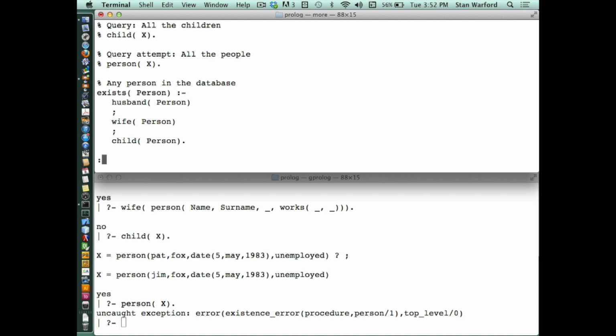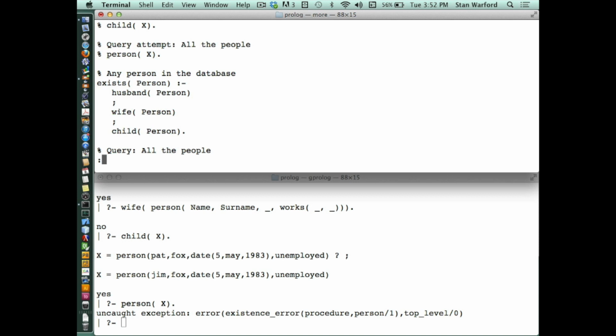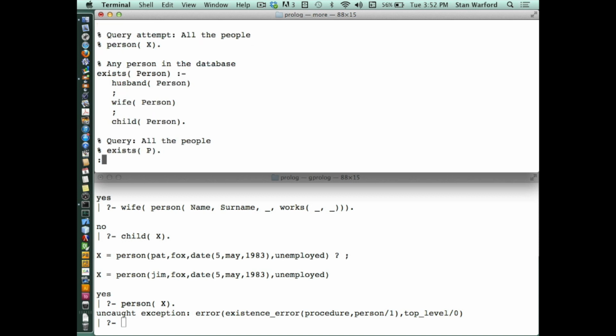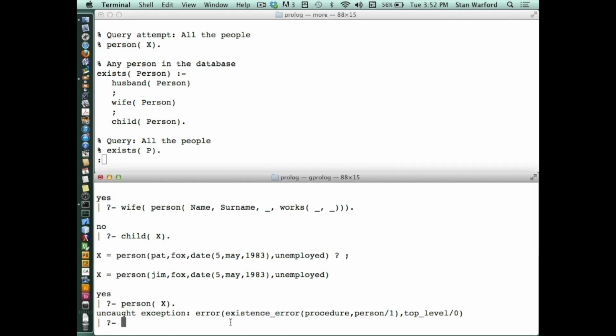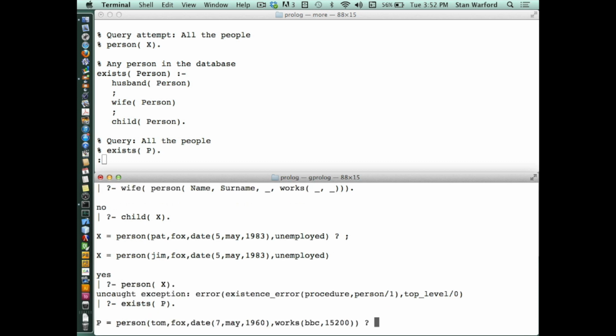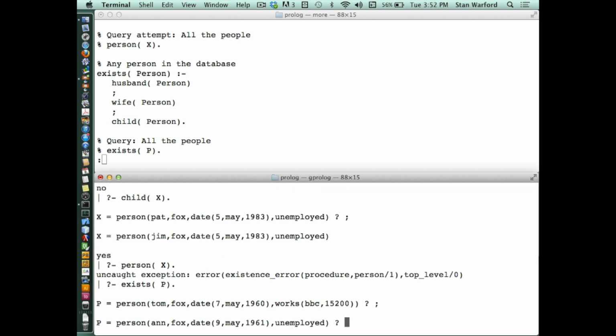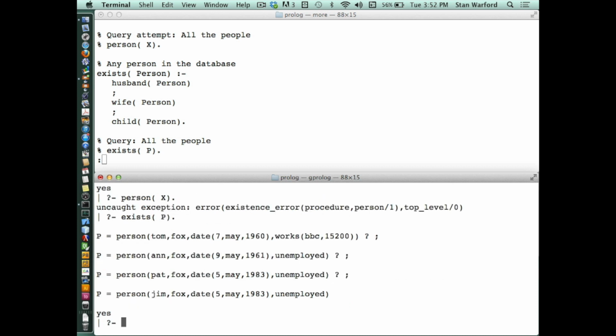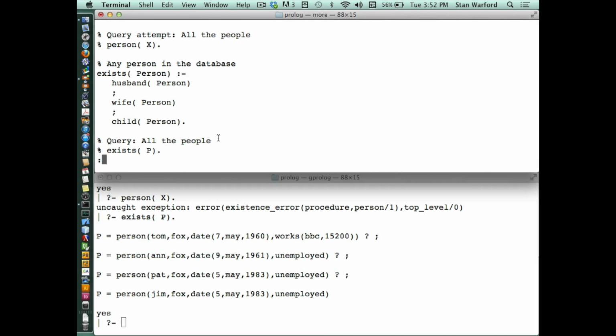So now how do we query any person in the database? All the people, so how do we query all the people? Exists P. So now if we do exists P, what happens? Look, and notice what P is getting instantiated to, the person. Are you with me? Boom. There's the husband, there's the wife, there's the child, there's the other child. Is that cool?